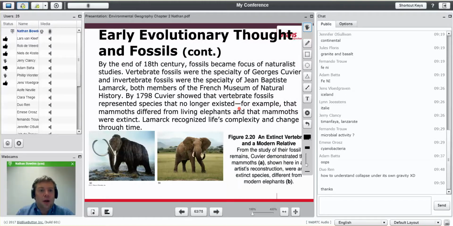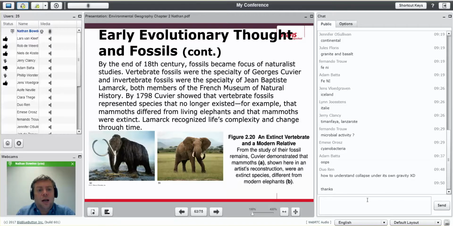Early evolution of thought. By the end of the 18th century, fossils became the focus of naturalists. Vertebrate fossils were the specialty of Georges Cuvier, and invertebrate fossils were the specialty of Jean-Baptiste Lamarck, and they were both members of the French Museum of Natural History. They came up with their own ideas. We think of Darwin today, but this is pre-Darwinian theory.